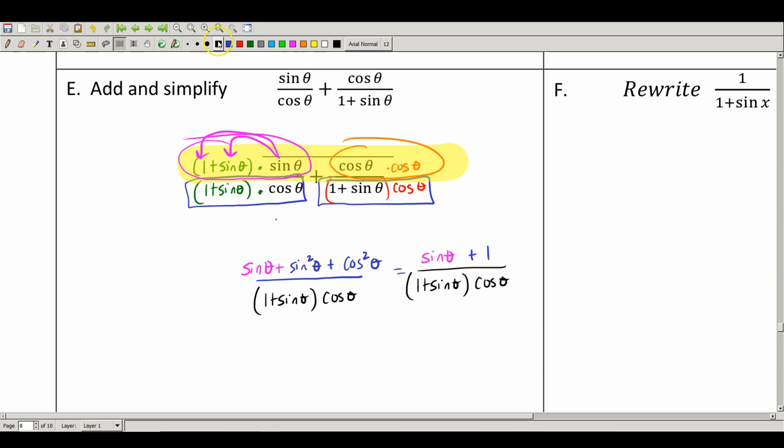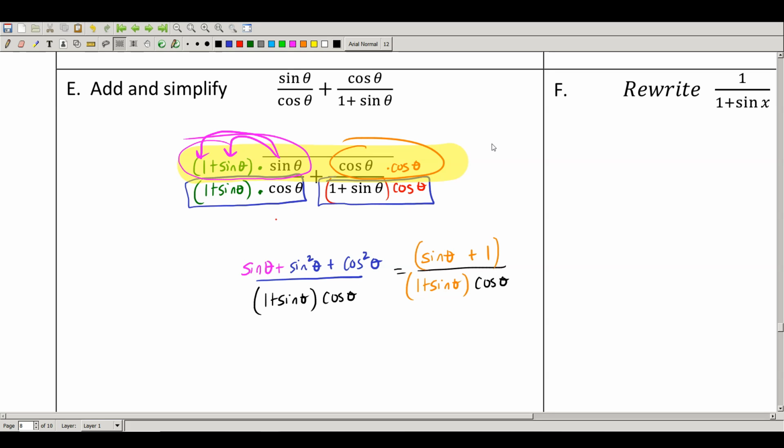Now, what can we do next? We're almost done with this, but we can certainly group the top, and we can analyze this 1 plus sine. Looking at this right here, we have sine plus 1, in orange, and then 1 plus sine in orange. I can definitely switch those around and say it's 1 plus sine over 1 plus sine. They're the same thing, right? That group, sine plus 1 divided by 1 plus sine.